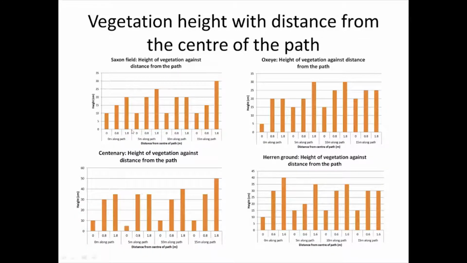And lastly, here we have the vegetation height. We took the average height of the vegetation from each quadrat, and we plotted this against the distance from the centre. You can see this also tends to increase the further you get from the centre of the path, the higher the vegetation. It can be seen across all the fields. The height does vary. For example, in Centenary, we reach heights of 50 centimetres, whereas in Saxonfield we only reach 30 centimetres, but the same trends can be seen across all of the fields.